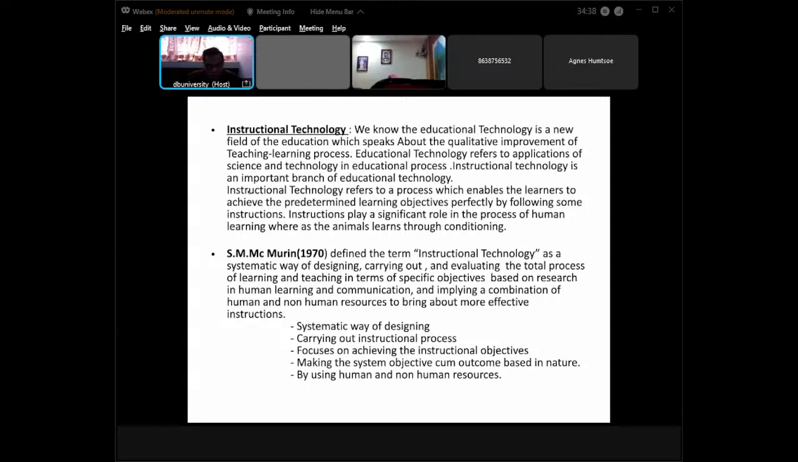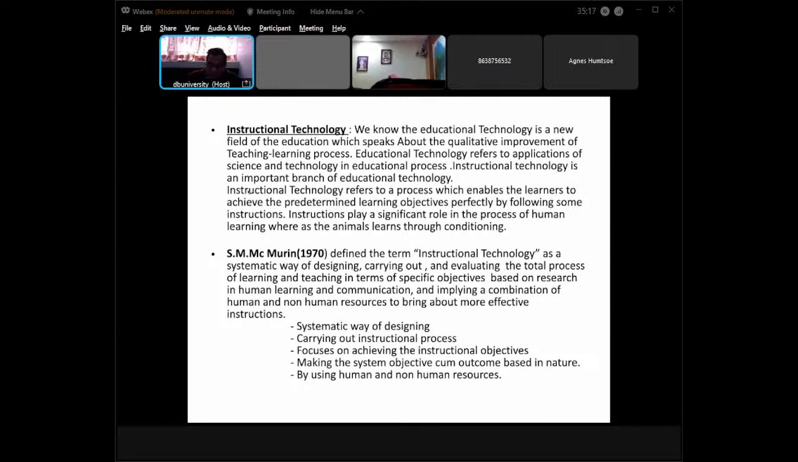Instructional technology is a systematic way of designing, carrying out, and evaluating the total process of learning and teaching in terms of specific objectives, based on research in human learning and interpretation, implying a combination of human and non-human resources to bring about more effective instruction. If we analyze this definition, which was given by Morin in the year 1970, it says a systematic way of designing.